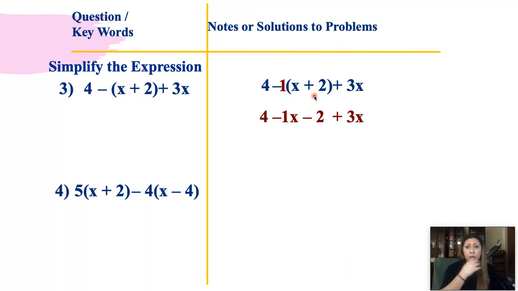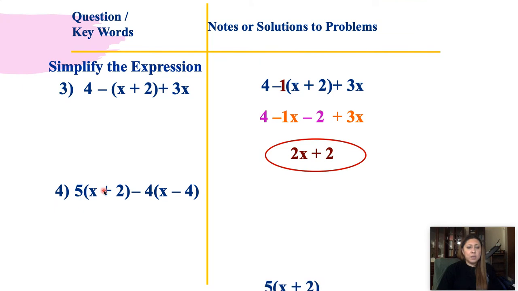That's done. I can bring everything back that I took away so that I can focus on it. And at this point, I can combine like terms. So I have my two x's: negative 1x plus 3x gives me 2x. And then 4 minus 2 just gives me 2. Again, even though I have a 2 and a 2, I can't combine these two because this 2 doesn't have an x. So I'm just going to leave it like that.